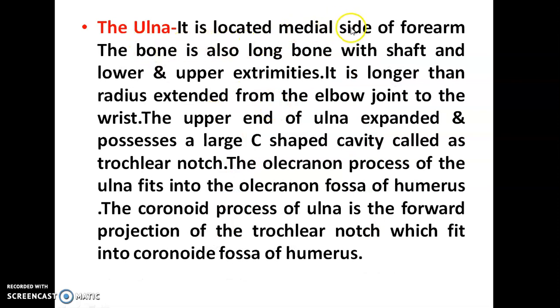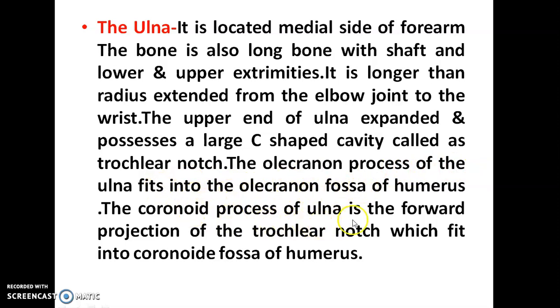Ulna, it is located on the medial side of the forearm. The bone is also a long bone with a shaft and lower and upper extremities. It is longer than the radius, extending from the elbow joint to the wrist. The upper end of the ulna is expanded and possesses a large C-shaped curve called the trochlear notch. The olecranon process of the ulna fits into the olecranon fossa of the humerus.